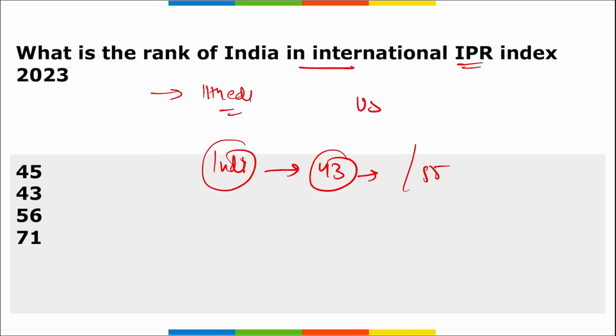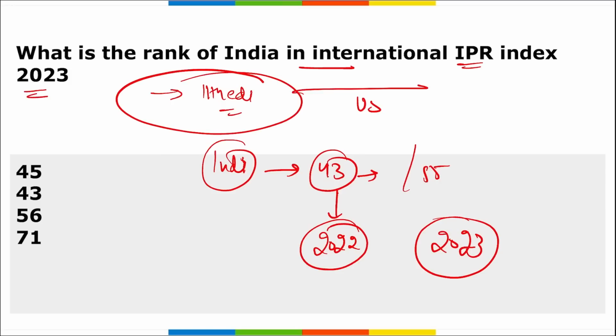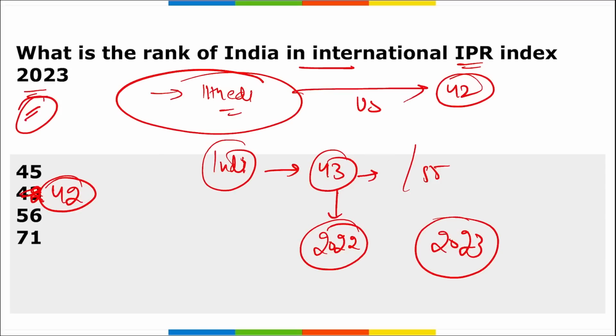There is a correction here. Remember, if we are talking about this 43, right, this is for 2022. But if I talk about the year 2023, as we are talking about this 11th edition, here the rank of India is 42. All right, correct this. The rank of India is 42 in the International Intellectual Property Index for the 11th edition. The rank in 2022 was 43, and now in the year 2023, it is 42.